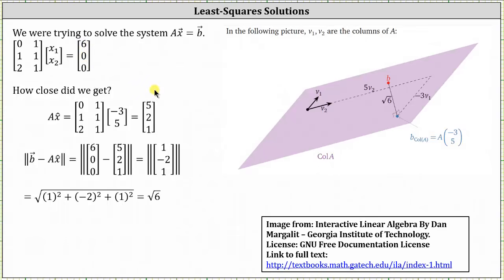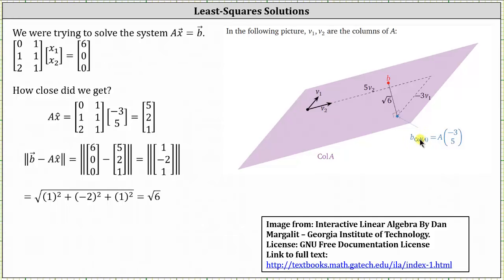Let's take a look at this graphically. First, the purple plane is the column space of matrix A, where vector v1 is a vector from the first column, the vector 0, 1, 2, and vector v2 is a vector from the second column, the vector 1, 1, 1. The red point is the terminal point of vector b, the vector 6, 0, 0, and the blue point is the terminal point of the vector resulting from matrix A times the vector x hat, which is the vector 5, 2, 1. We can also say the vector 5, 2, 1, the vector resulting from matrix A times vector x hat, is equal to vector b projected onto the column space of matrix A.